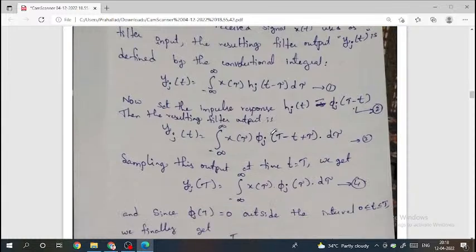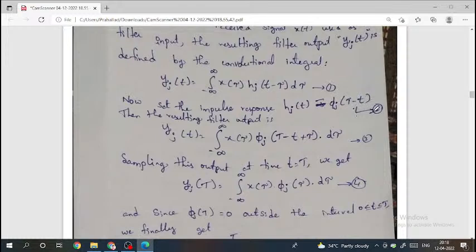You have to remember all these equations, how we are writing. Practice two to three times, then you will be able to remember. Now set the impulse response h_j(t) equal to φ_j(T − t).